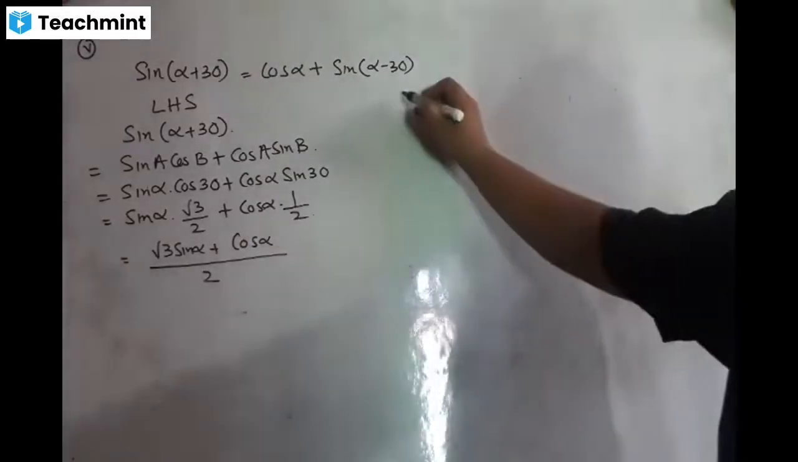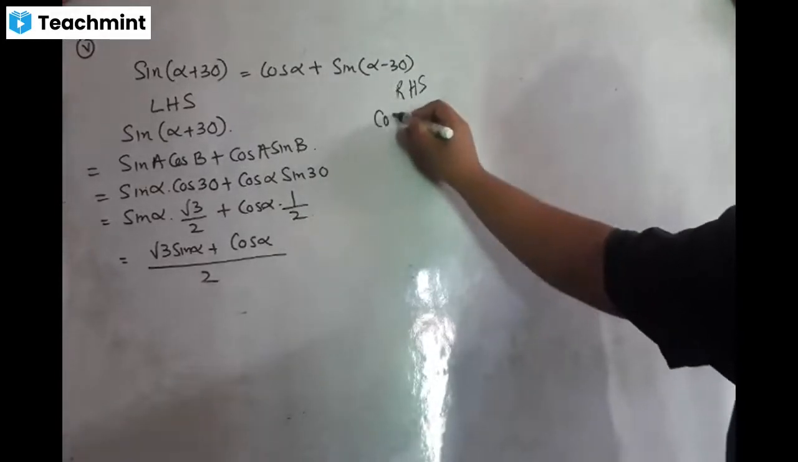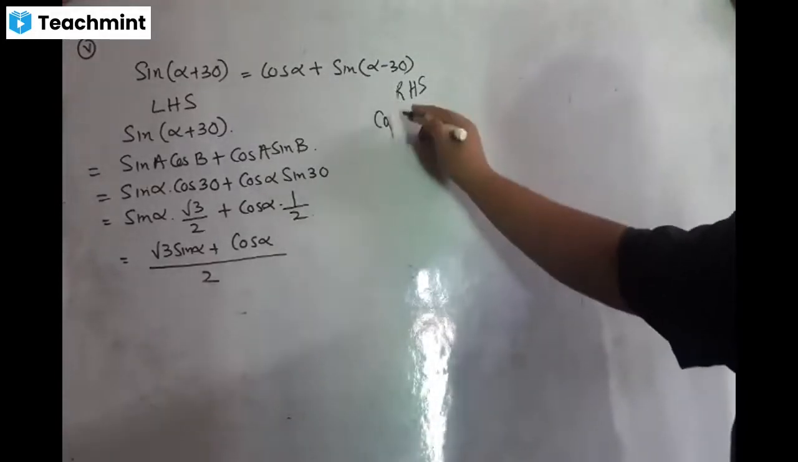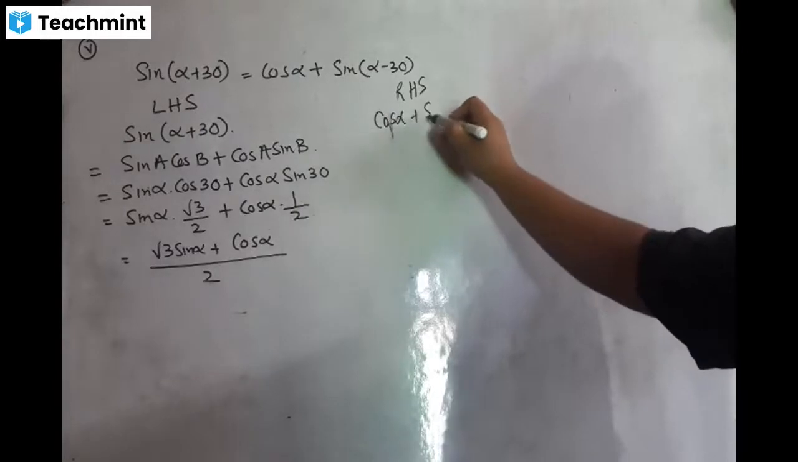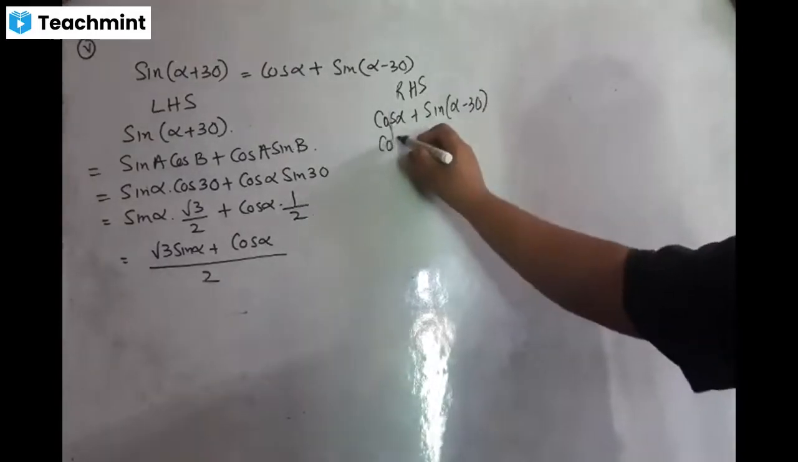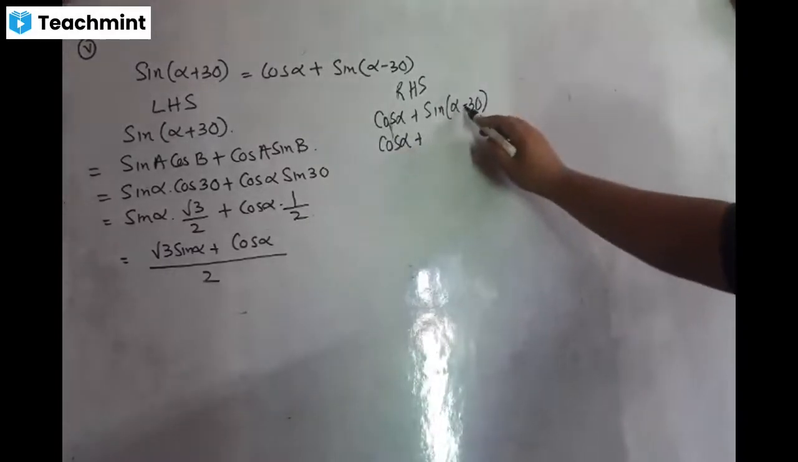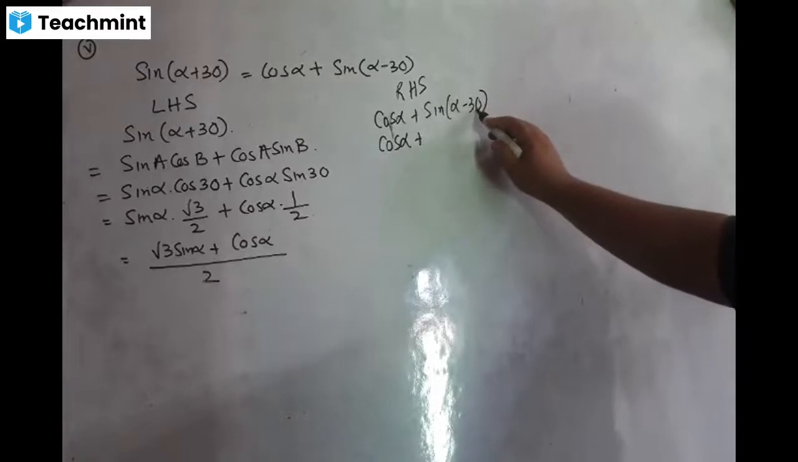Is that clear? So could you please help me with the right hand side, RHS? What is on the right hand side? Cos alpha plus sine alpha minus 30. Now cos alpha will remain as it is, but look at this again. Stephen, don't you see a minus sign between two angles? So I'm going to use the compound angle formula, and this is sine.